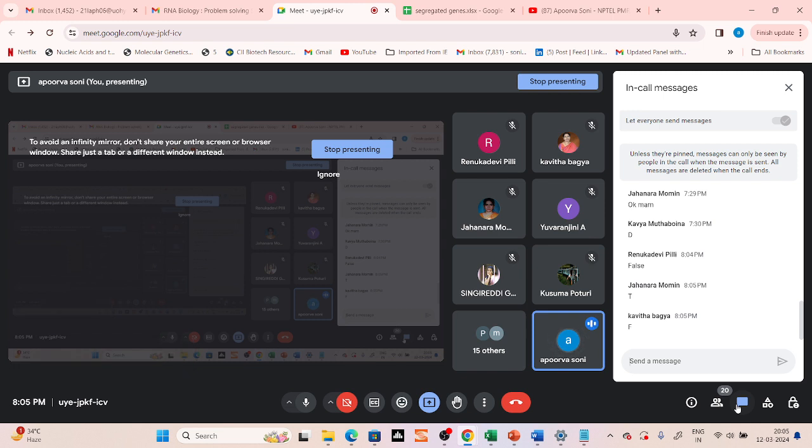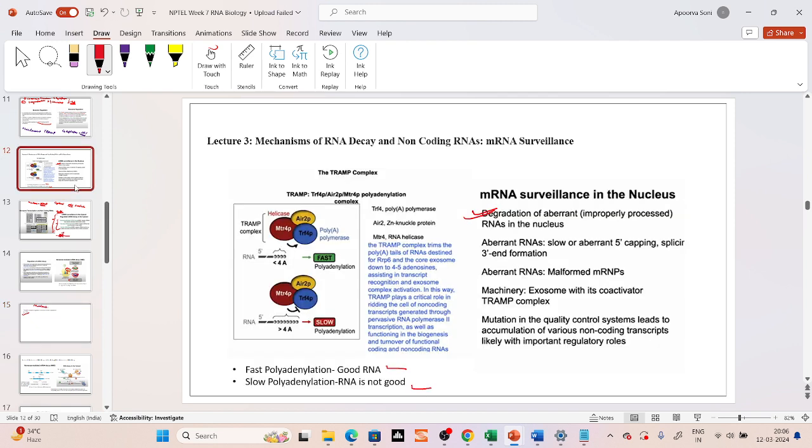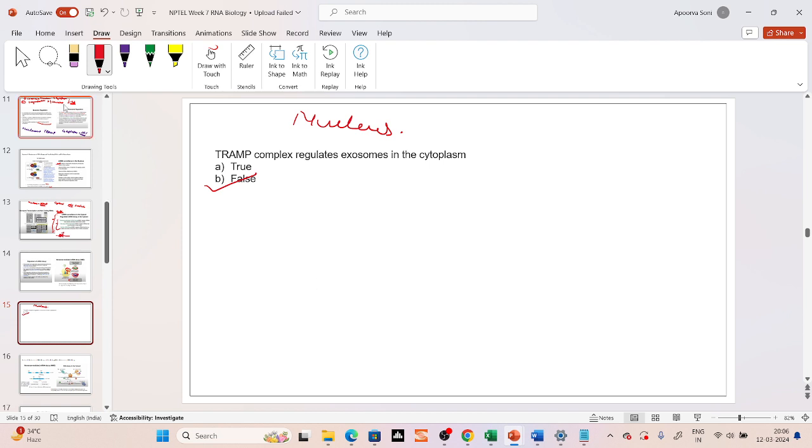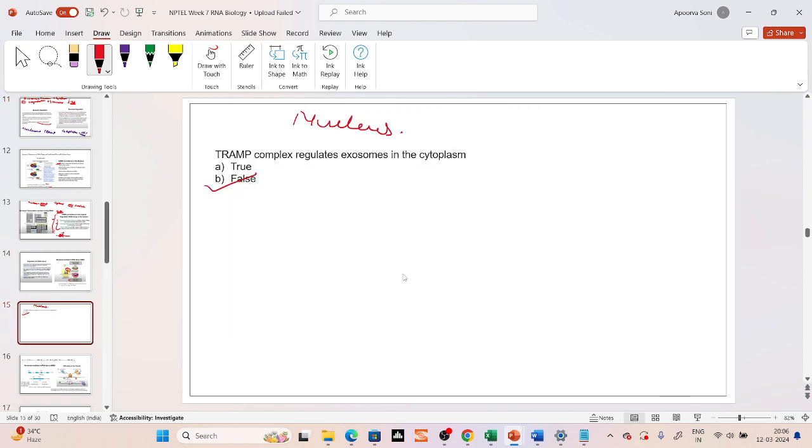Jahanara has said true, Kavita has said false, Renuka has said false. So the correct answer is false. Why? Because the TRAMP complex operates in the nucleus. We have just studied this. TRAMP is in the nucleus, SKI is in the cytoplasm. Always remember. There are many different complexes of exosomes.